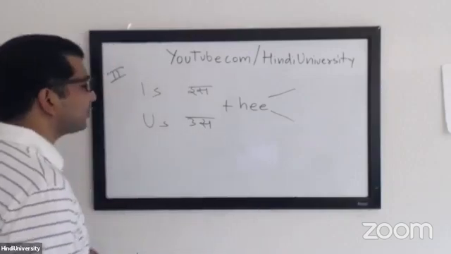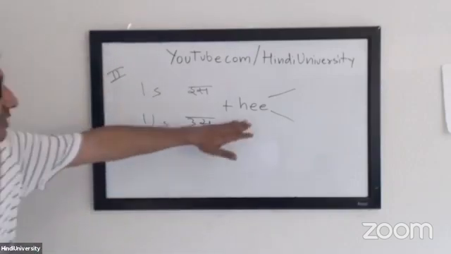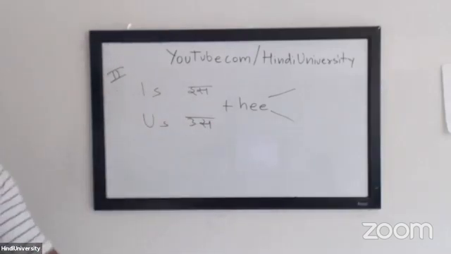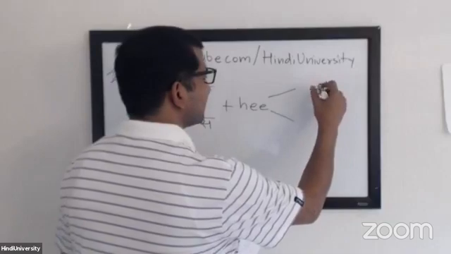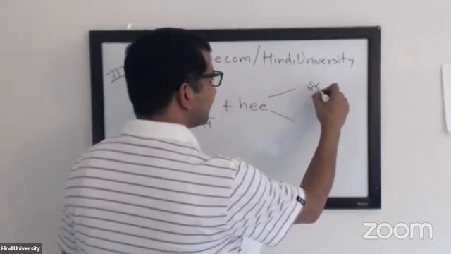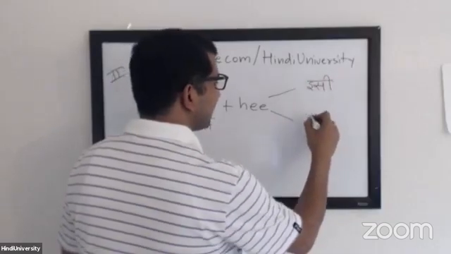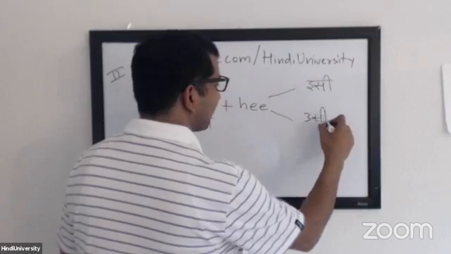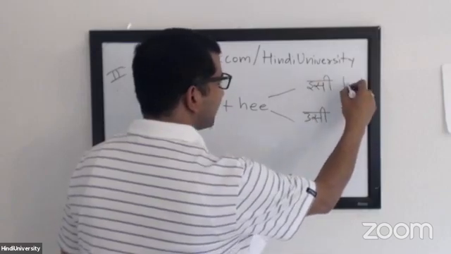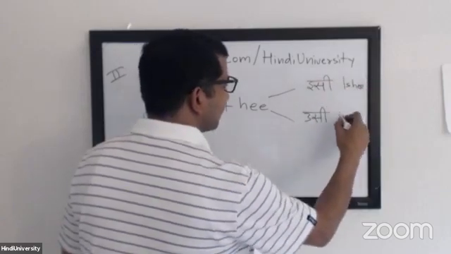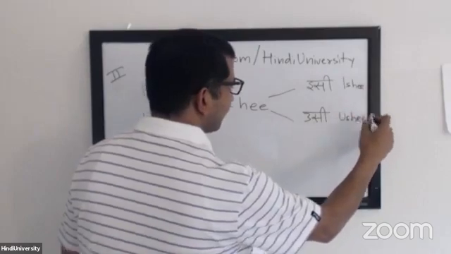Jamil, what do you think will happen to is and us if we use it with he? So it will be isi and usi. Very good. It will be easier to write it in Devanagari. It's isi and usi. Basically is he, us he.